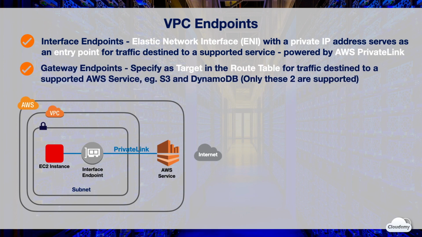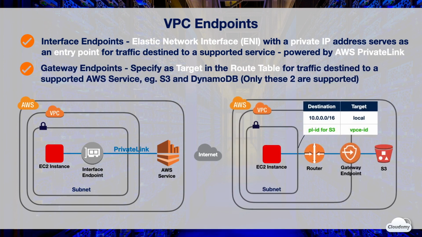A gateway endpoint is a gateway that you specify as a target for a route in your route table for traffic destined to a supported AWS service. Only Amazon S3 and DynamoDB are supported by gateway endpoint.